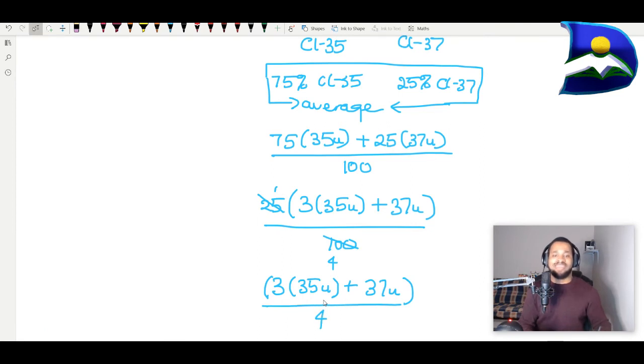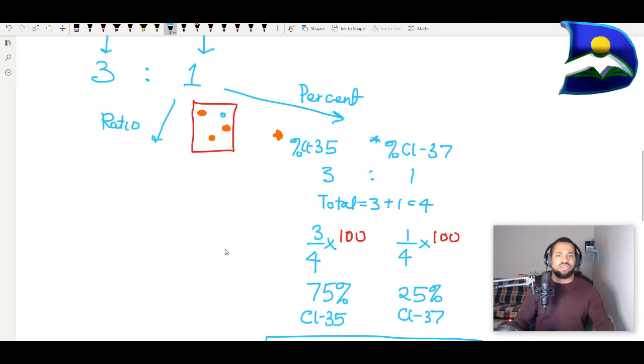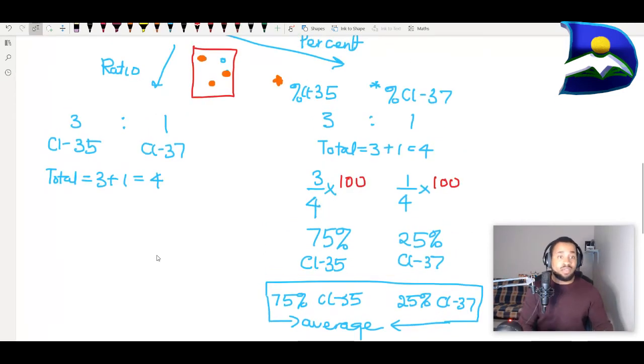Now, this is where things get interesting. We're going to stop here for now, and let's look at the other method right here, which involves using ratios. For using ratios here, we know that the ratio is 3 to 1 in terms of considering the specific isotopes, chlorine 35 and chlorine 37. Therefore, we know that the total of particles here is equal to 3 plus 1, which is 4. Therefore, once you have this taken care of, we can actually go directly from the 3 to 1 ratio and the total to our average.